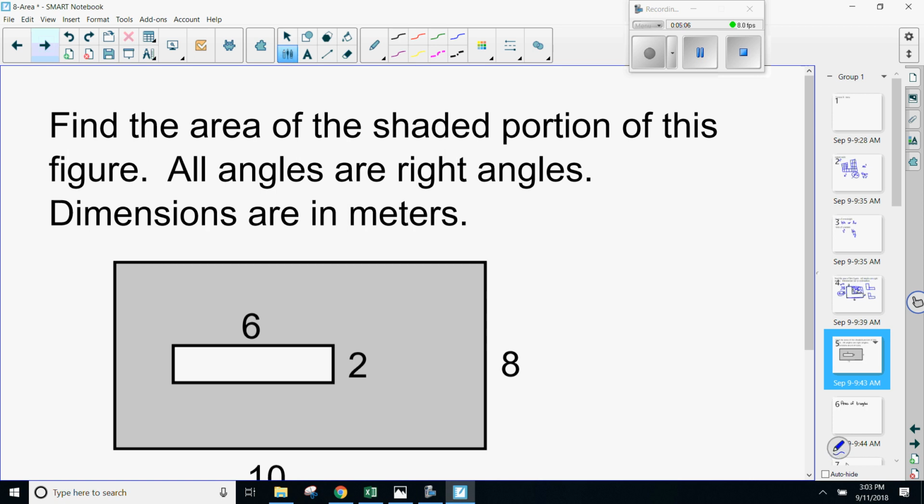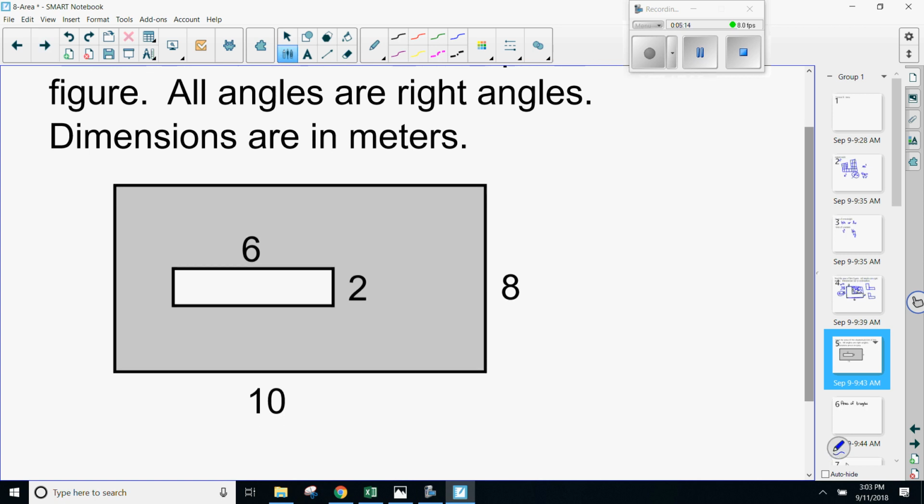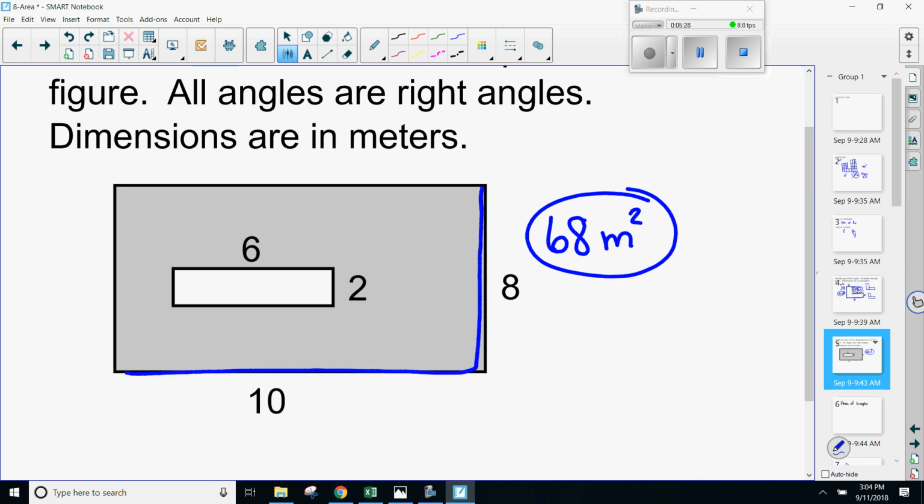All right, find the area of the shaded portion of this figure. I'll give you 30 seconds with a partner. Go. Answer? 68 square meters. All right, as you look at it, you have the large rectangle that you're going to take, which is 8 by 10. So you're going to take the 80, and subtract from it this 6 times 2, which is 12, and that does leave you with 68. Good.